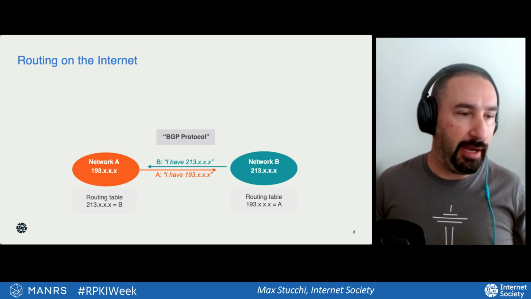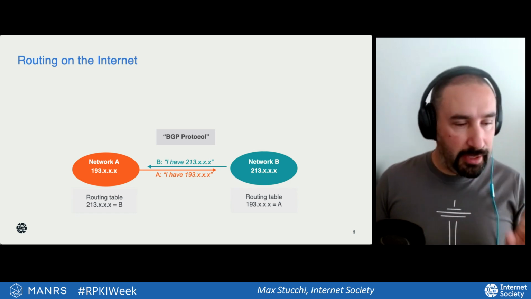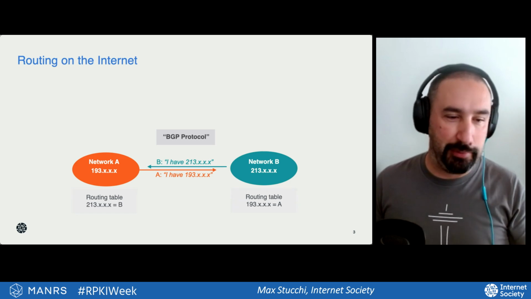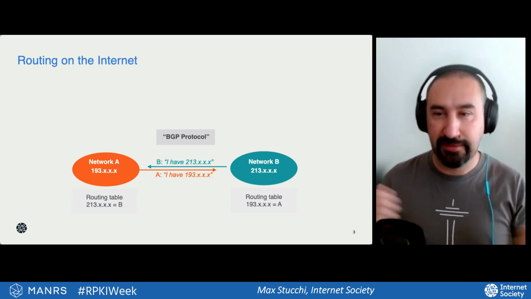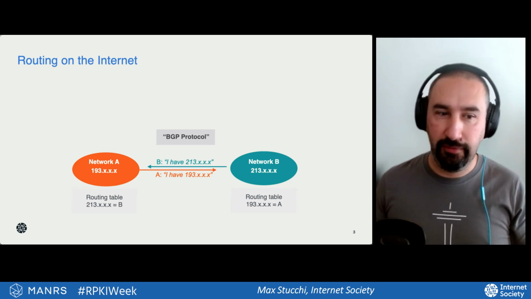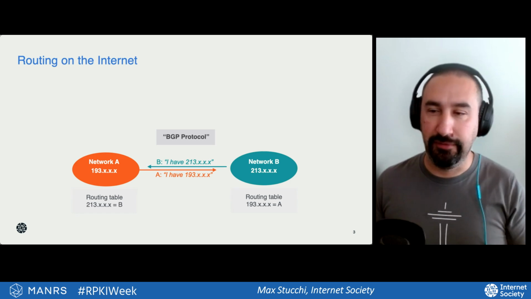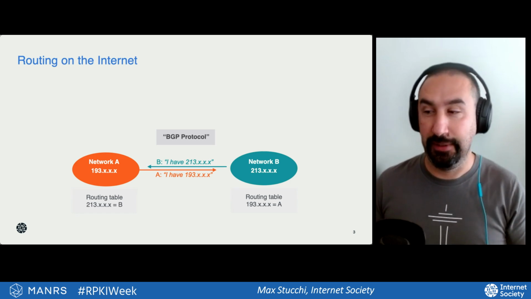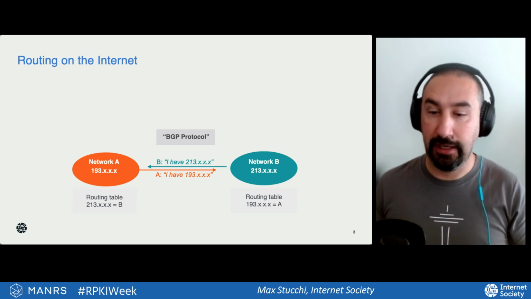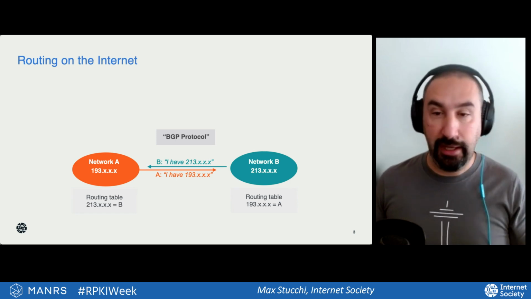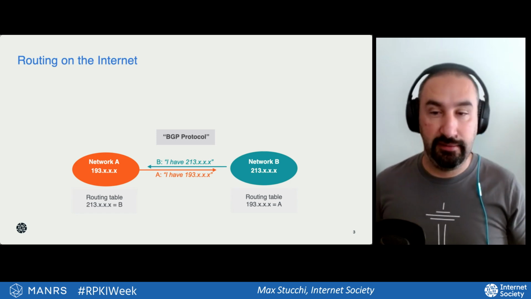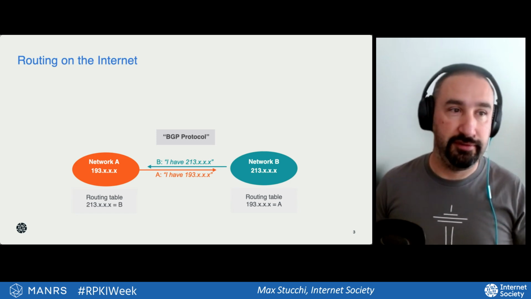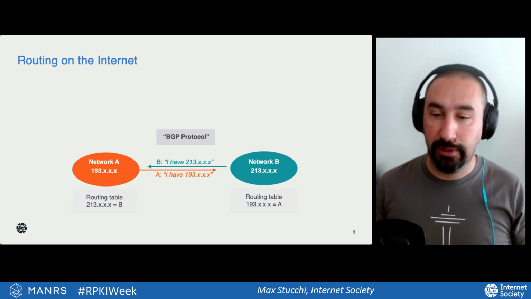Now, how I do this is really simple. I just add something to my table. But before I can do that, I would have to figure out if this announcement is really legitimate. I would have to figure out if network A is supposed to be telling me that 193.xxx is their network, is their prefix. How do I do this?